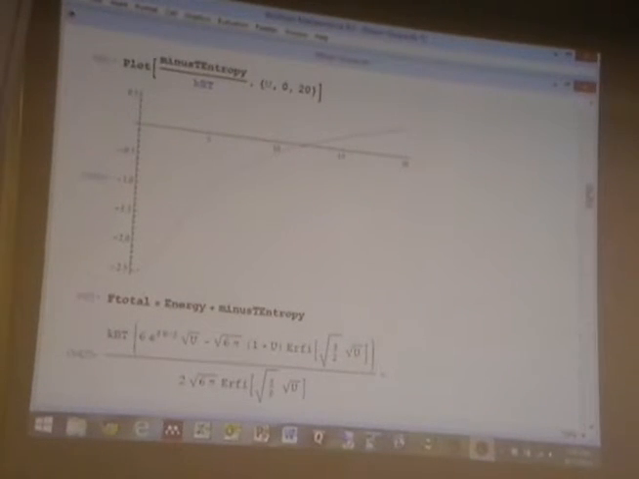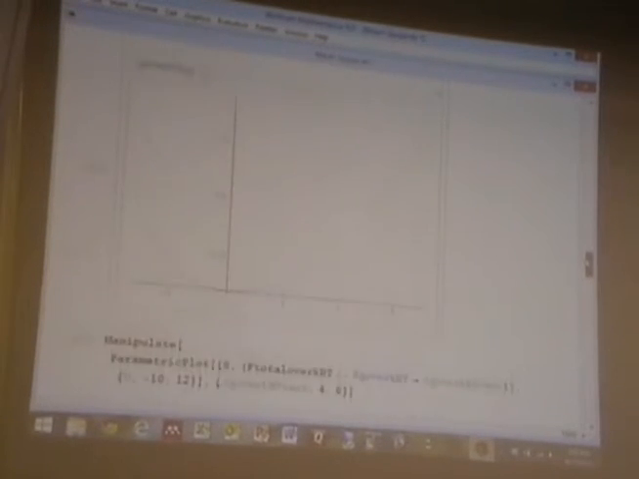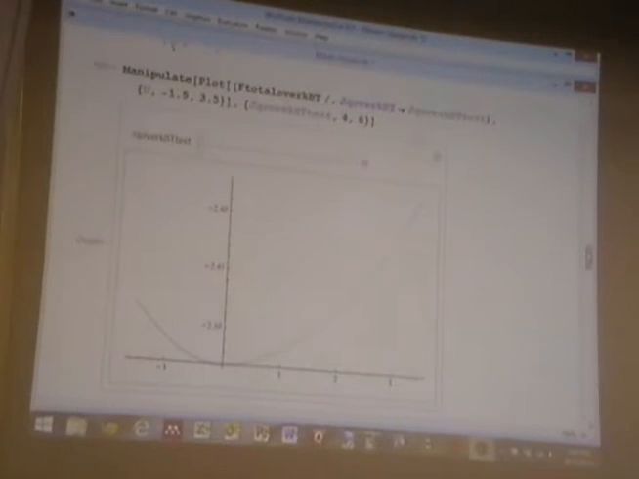And then I can combine them to make the total free energy and plot it. Okay, so here's a plot of the total free energy, and now I can manipulate the ratio of the interaction strength divided by kT. Okay, so this is a plot at small interaction strength, or large temperature, and the minimum is here at the isotropic state, right, at 0.